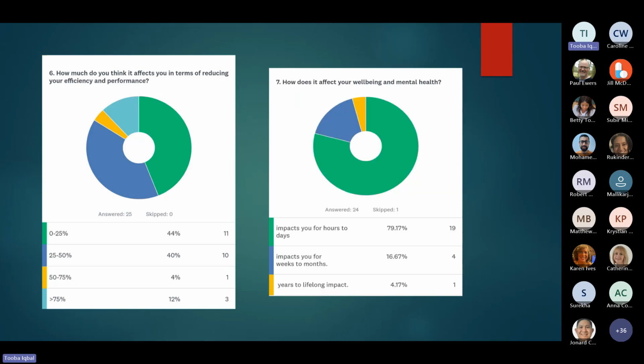The next question was, how does it affect their well-being and mental health? And more than 80% said it impacts it for hours to days. We unfortunately did not give an option of it not affecting at all, but I think it would be very unlikely for someone facing incivility or similar incidents to not be impacted at all. So 80% said, which is a good thing in a way because the others are affected for longer. 80% were affected for hours to days. Roughly 16% were impacted for weeks to months, and a minority, 4%, for years to lifelong impact.